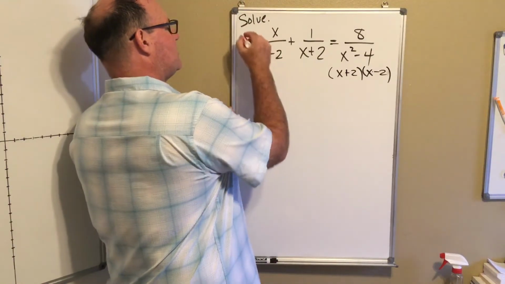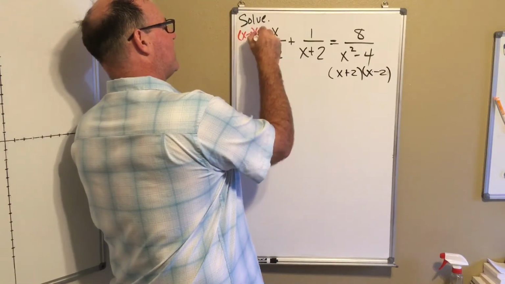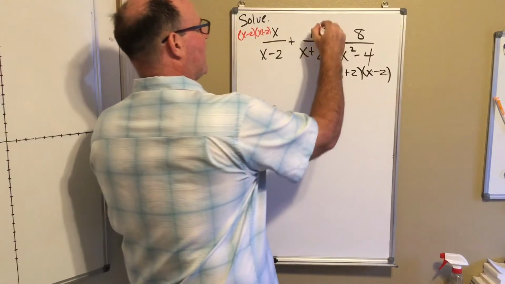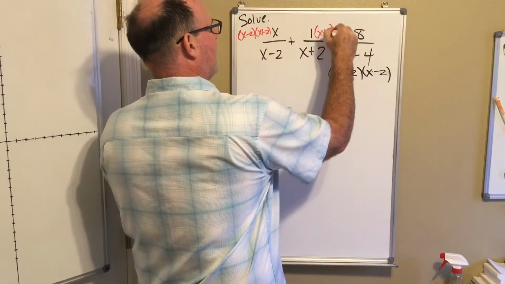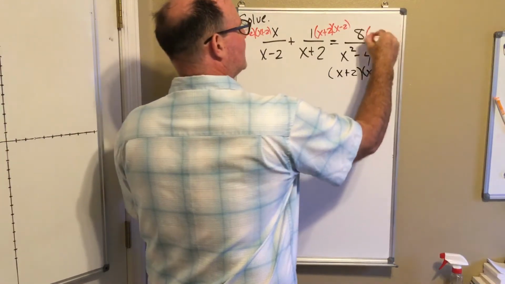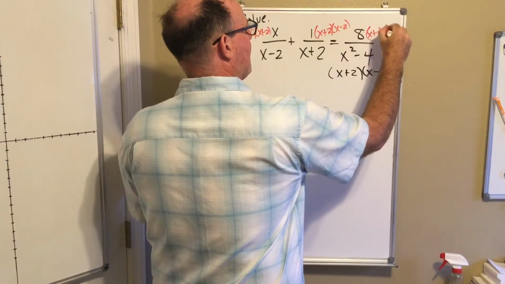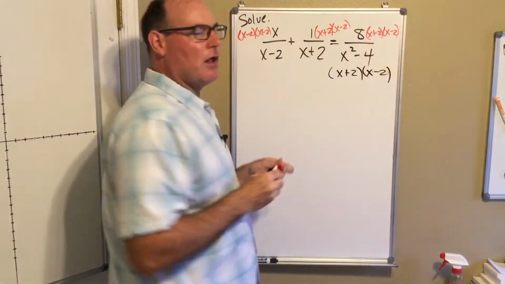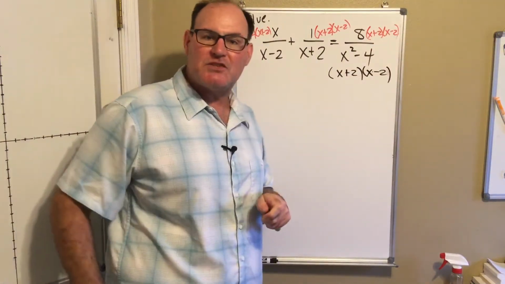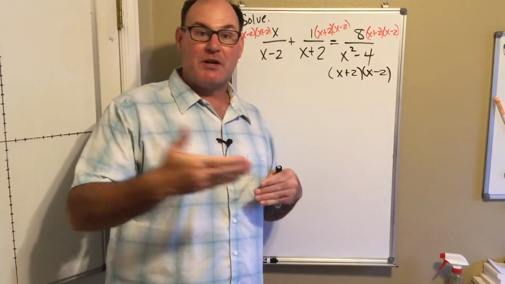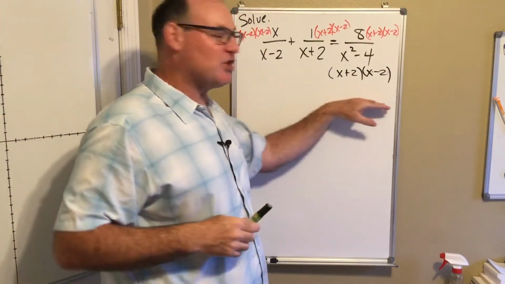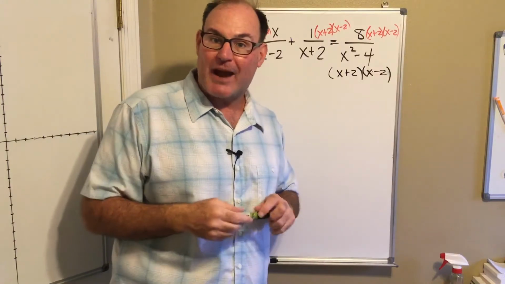What I like to do is write my common denominator next to every fraction, so that way I can do my canceling. So there's all of my x minus 2's and my x plus 2's, and now we're going to get rid of the fractions, and I should have an equation here that has absolutely no fractions in it.